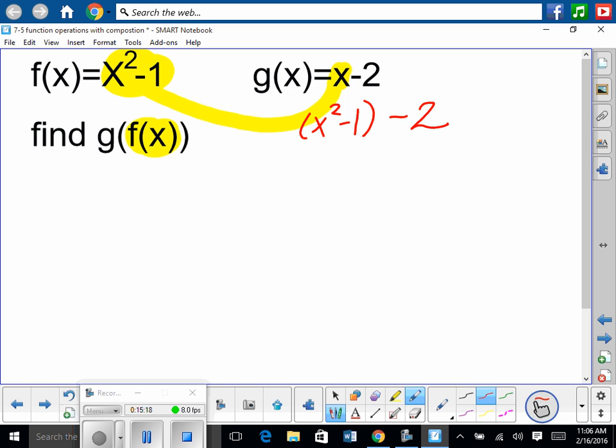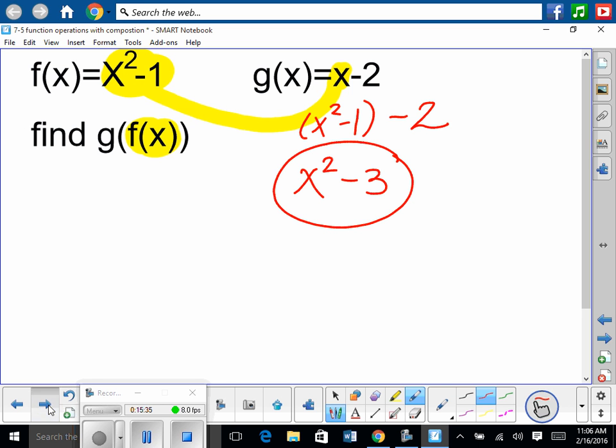Okay, then from there we'll combine like terms and simplify it. So looking at this, no x squared, right? Besides that, and then what's negative 1 minus 2? And it was subtraction, right? So minus 3. Okay, a little bit harder example.